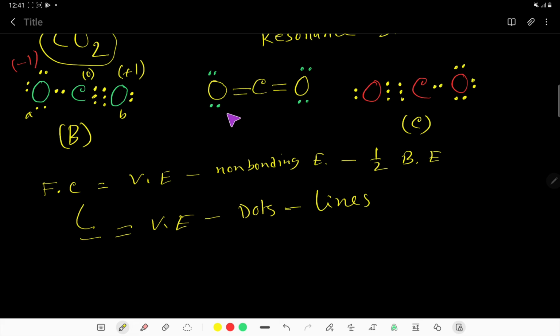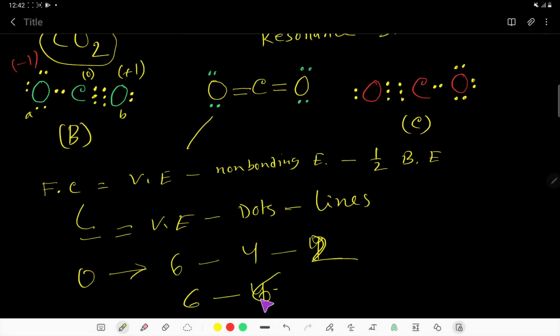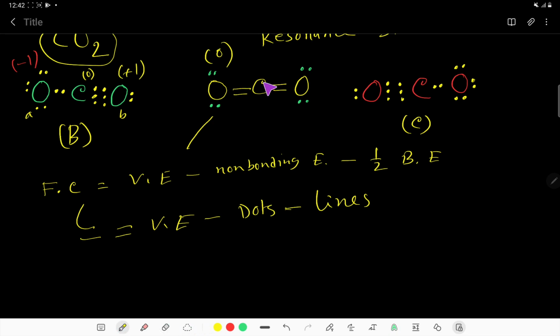So let us apply it for this molecule, for this oxygen. The valence electrons in oxygen is 6, the dots in oxygen is 4, the lines attached with oxygen is 4. Sorry, valence electrons is 6, dots here is 4, the lines here is 2, right? So 6 minus 4, 4 minus 2, that is 0. The formal charge for this oxygen is 0. Let us apply this formula for this carbon. You know that carbon has 4 valence electrons for its group number. The dots over carbon is 0. The lines attached to carbon is 4. So 4 minus 4 equal to 0. The formal charge of this carbon will be 0 if you apply this formula.